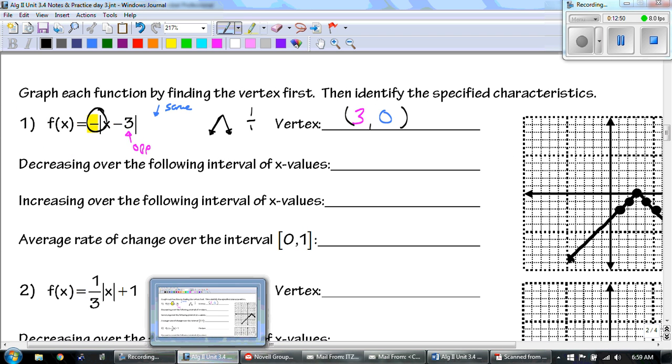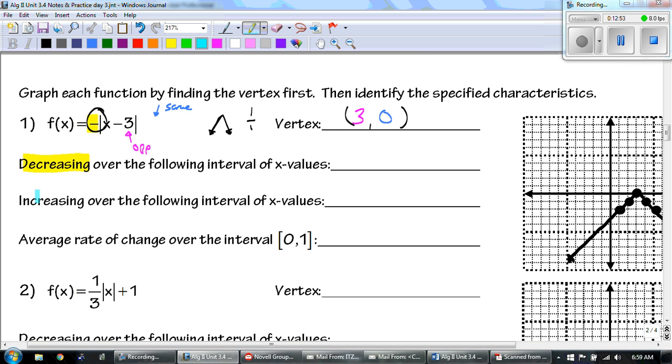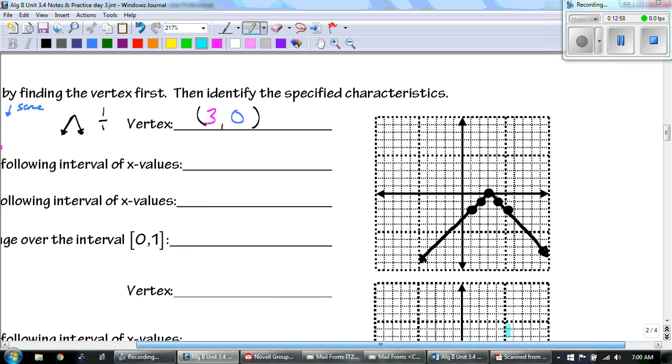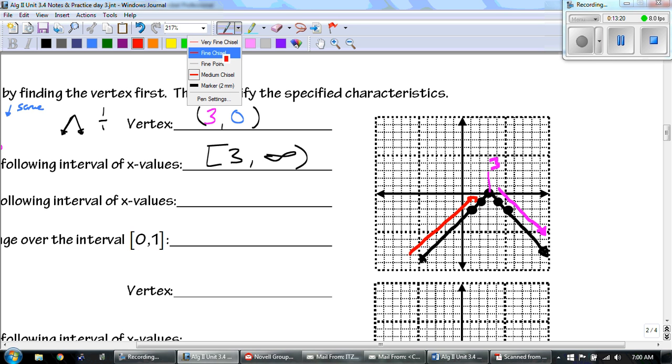I want to know, where is it decreasing and where is it increasing? So decreasing first, that's where it's going down, and I can see that's where it starts going down, and that's at 3. So we are decreasing from 3 to positive infinity, and then we are increasing from negative infinity to 3.